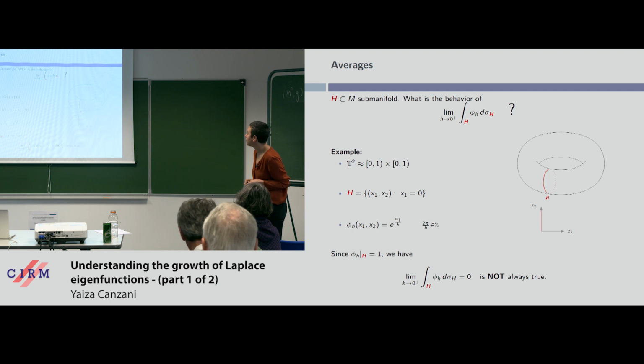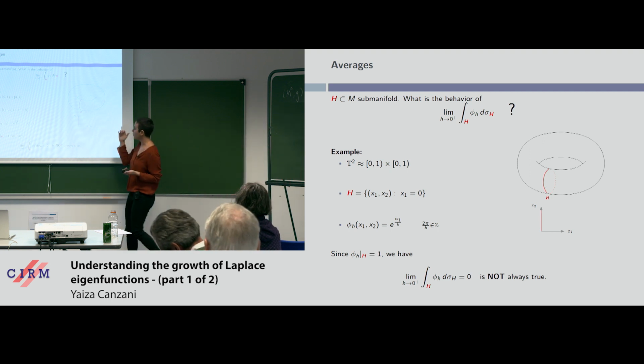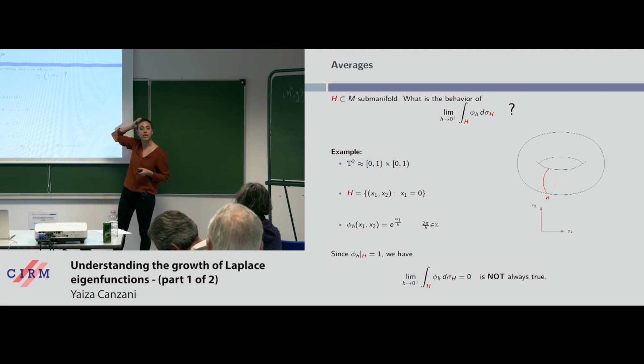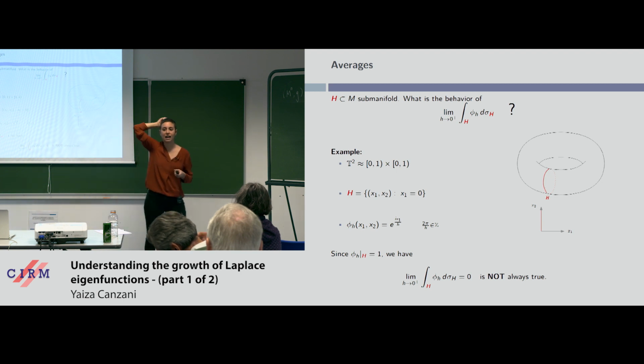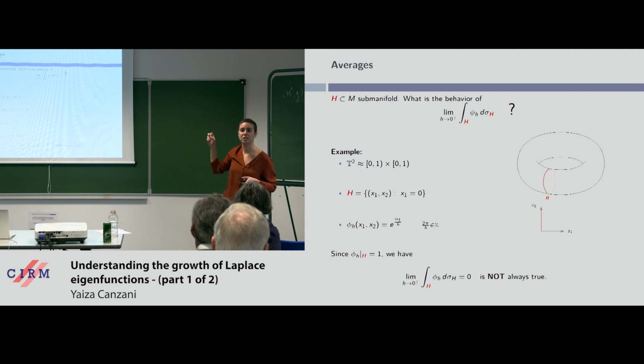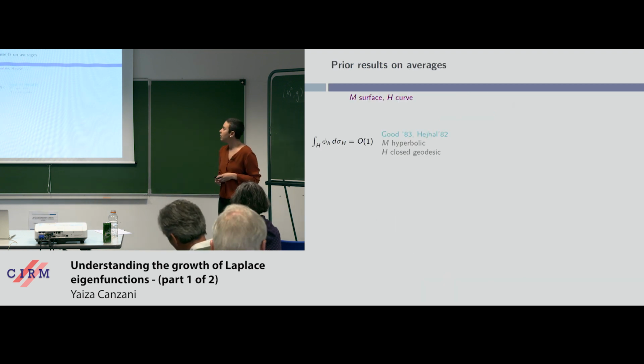And what we are going to see is that the problem with this example is that all the eigenfunctions in this sequence are concentrated in the conormal directions to the curve H that we are working with. And those are actually going to be the examples that saturate the universal upper bound for these averages. So let me tell you what we know about averages in general.